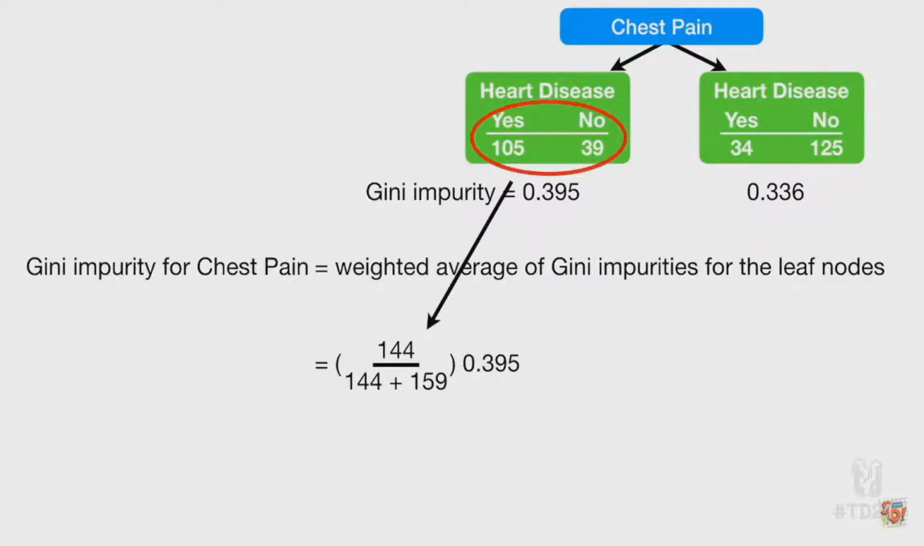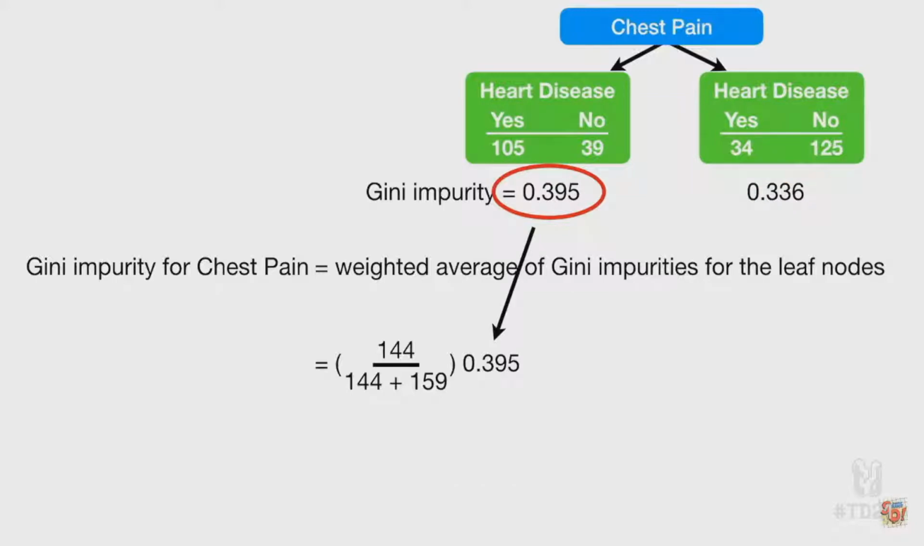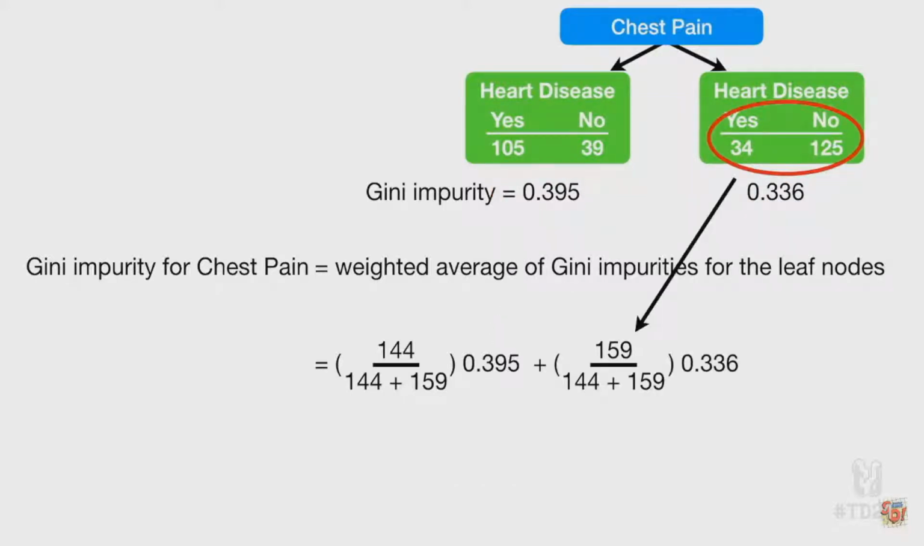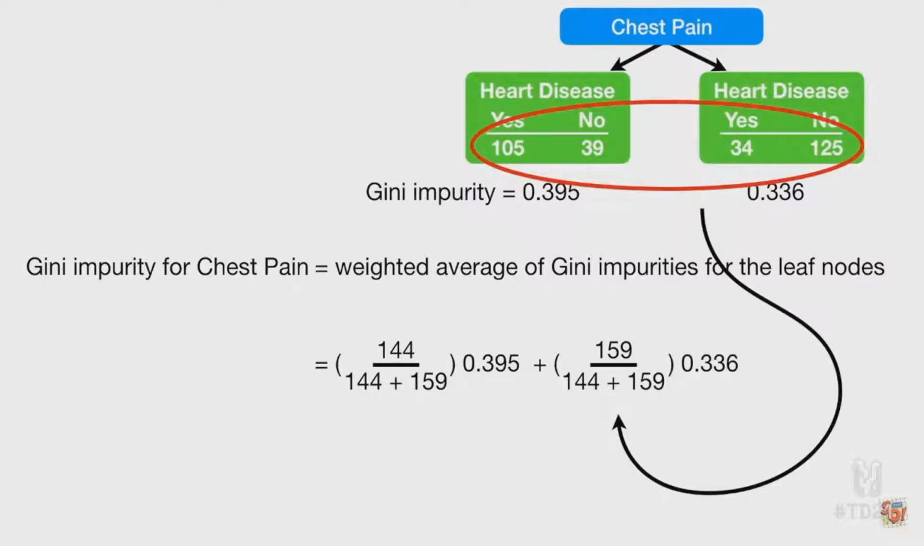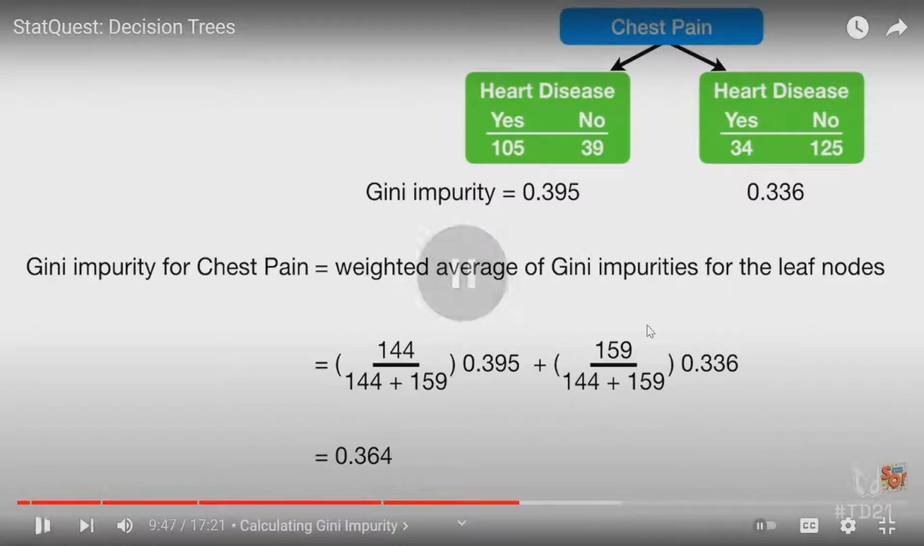So to calculate the weighted average, we take the total number of people in the left leaf node and divide it by the total number of people in both leaf nodes. We then multiply that fraction by the Gini impurity for the left leaf node. Then we take the total number of people in the right leaf node, divided by the total number of people in both leaf nodes, and then multiply that fraction by the Gini impurity for the right leaf node. After we do the math, we get 0.364. All right, we'll stop there.